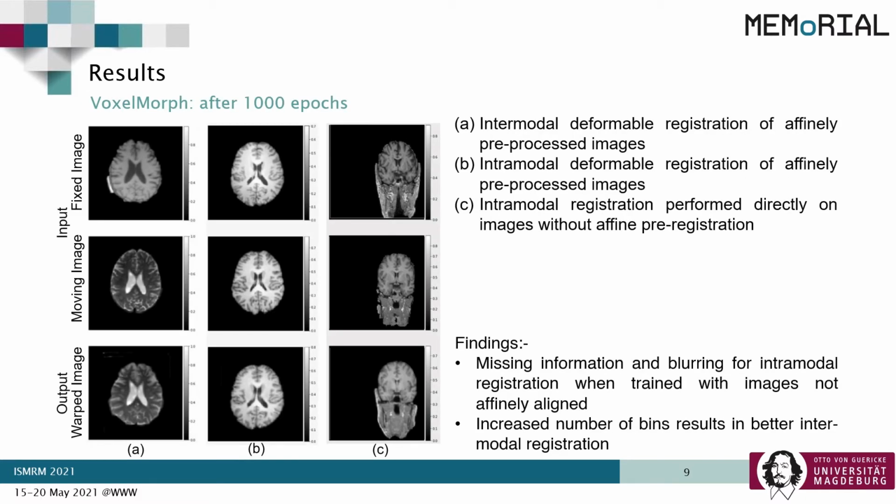First, the results of VoxelMorph after 1000 epochs. A and B are intramodal and intermodal results respectively while working with affinely pre-registered images. C shows the intramodal registration without affine pre-registration. Missing information and blurring can be observed when trained with images that are not affinely aligned. We also observed that increasing the number of bins resulted in better intermodal registration.